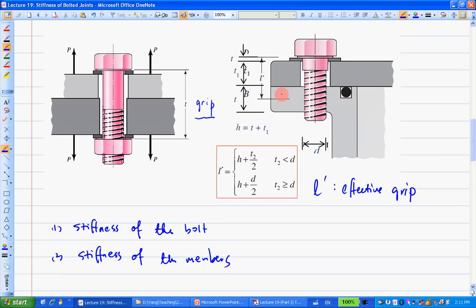So how do we calculate this effective grip? We calculate it using this formula. L prime equals H plus T2 over 2 if T2 is less than D. T2 is the thickness of the second member, T1 is the thickness of the first member, and T is the thickness of the washer. H is T plus T1, the washer thickness plus the first member thickness. Then plus half of T2, if T2 is less than D, that's your effective grip L prime. Otherwise, it's H plus D over 2 if T2 is greater than D. D refers to the major diameter of the bolt, of the screw here.